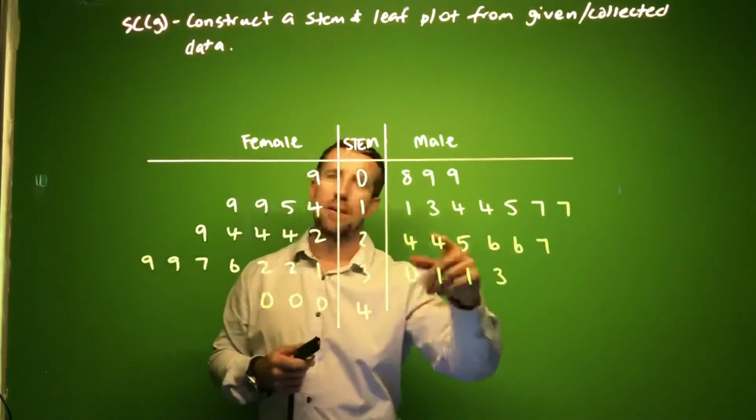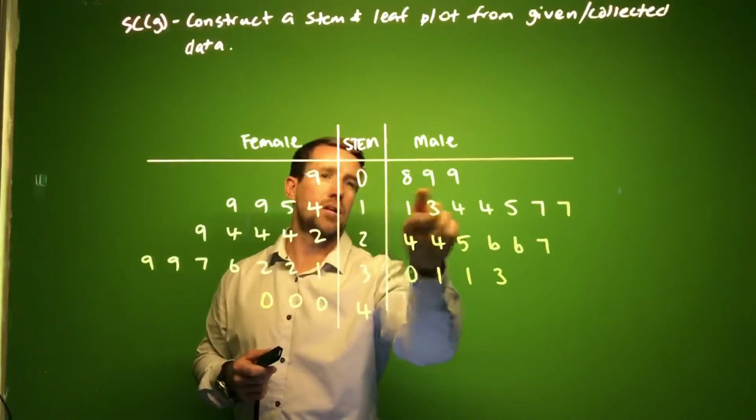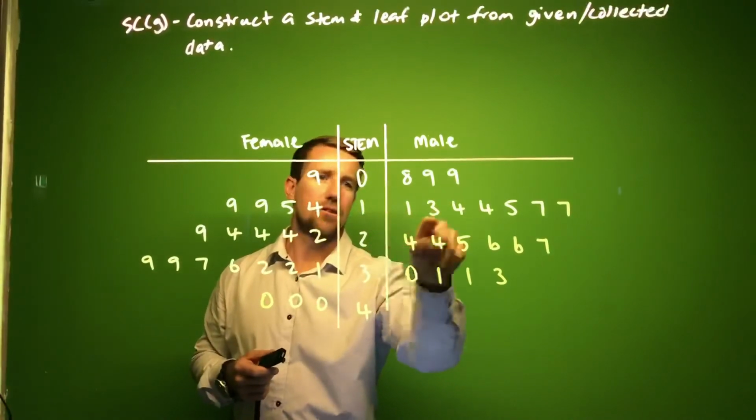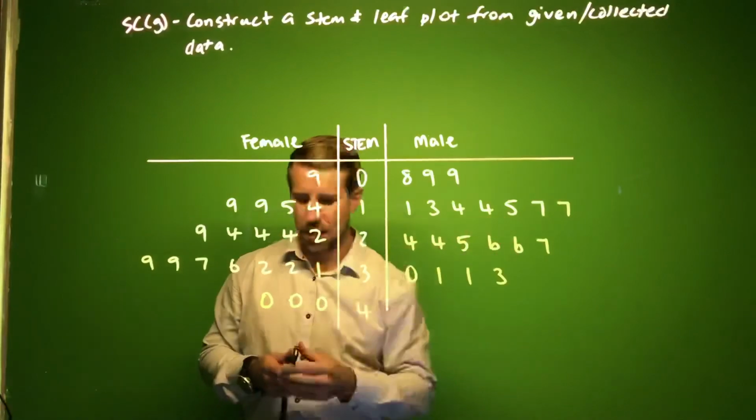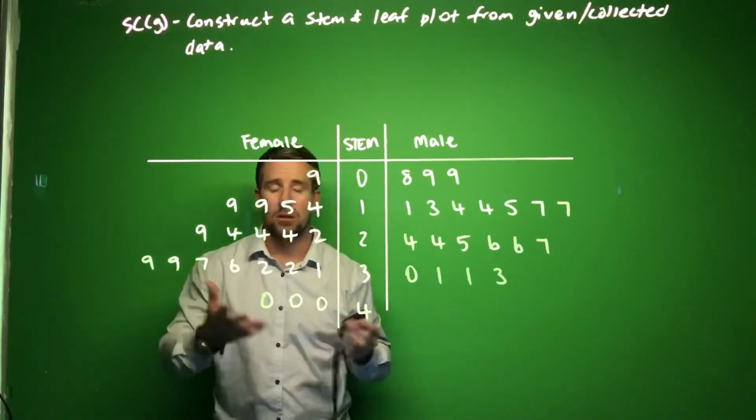On the right hand side, same again with the males, we read from the stem out. So we've got a student who got 8, we've got another one 9 and another 9, and so on, 11, 13, 14, 14, 15. So this is particularly helpful when we want to compare 2 data sets. We can put them side by side or back to back.